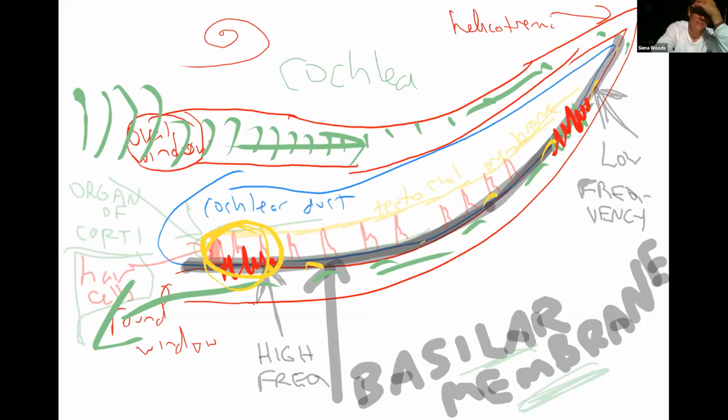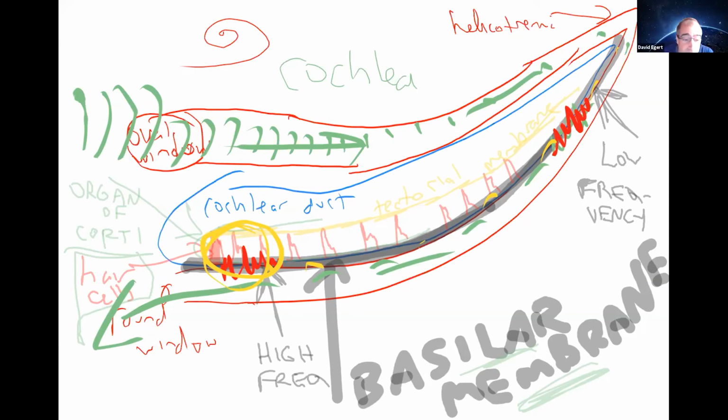I'm sorry, Nikki, say that again. So the basilar membrane vibrates the hairs, which sends the action potential to the brain, and it lets the brain know that sound is happening and the location. Yeah, so the location tells it the frequency. Oh, okay. Right, but that is hearing.